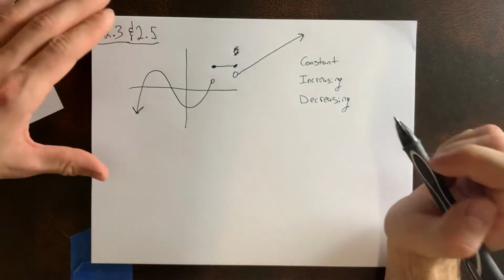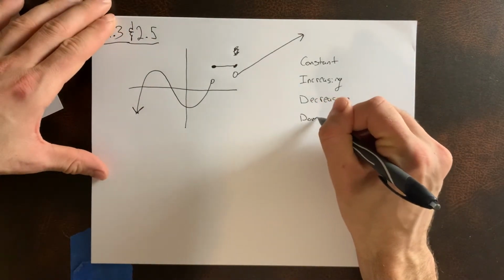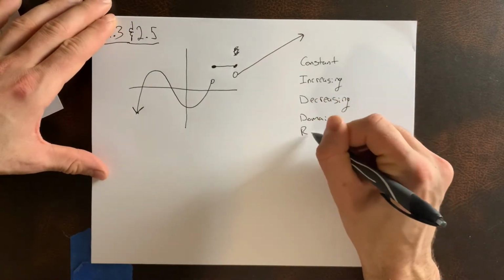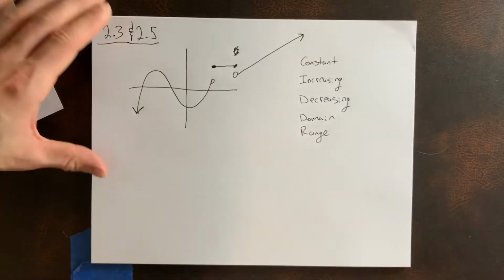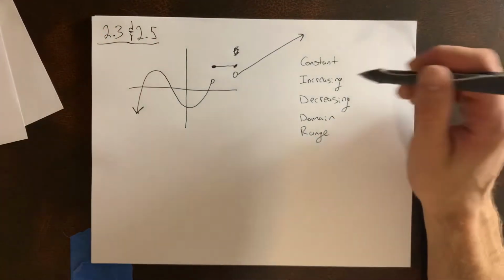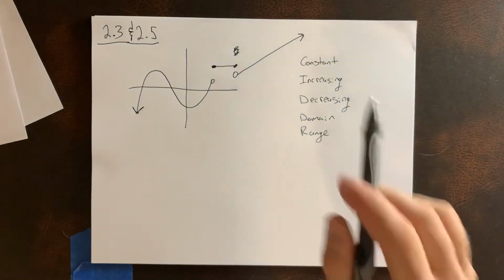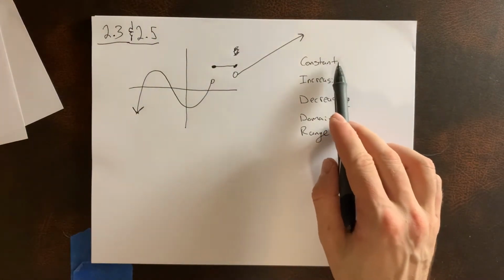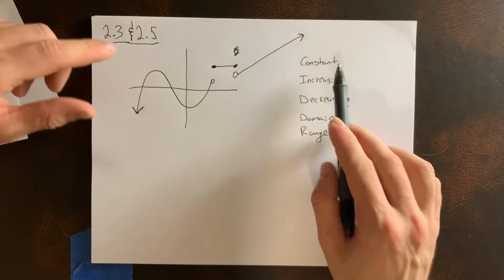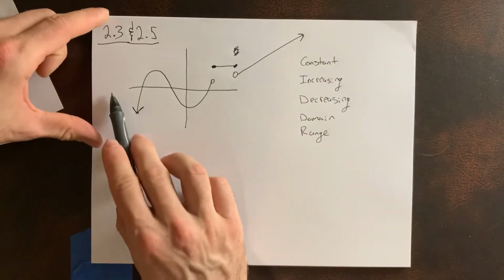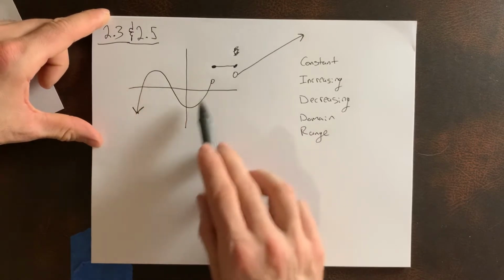And then also just from looking at a graph, how can we find the domain? And then how can we find the range? So these 5 things. So let's talk about the first 3 first: constant, increasing, and decreasing. To point these out on the graph, we need to look from left to right and see how the graph is moving.